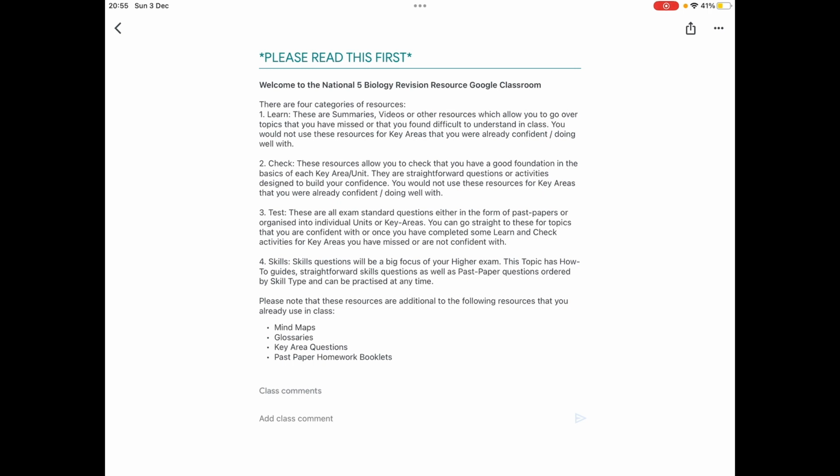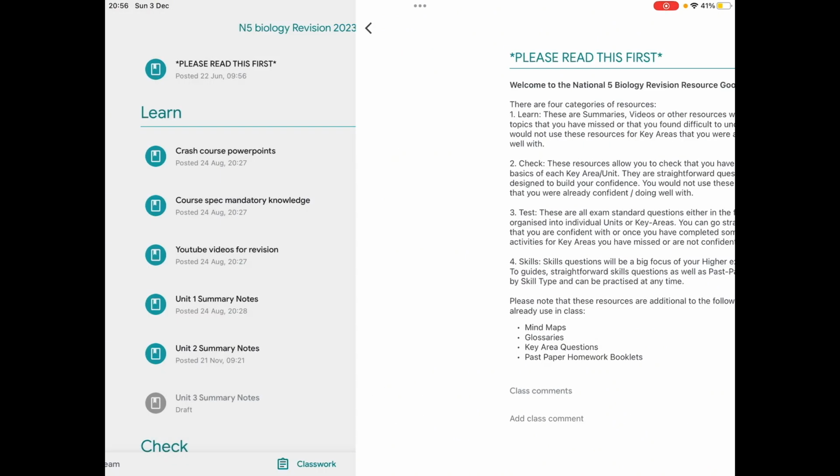So the test section, and I'll show you all the details of these in just a moment, the test section is all exam standard questions. These are past papers, sometimes they're just past papers themselves, sometimes they're organised into individual units, and even down to individual key areas. You can go straight to these for topics that you're confident with, so ones where, according to your assessment analysis, you've done well. Or if it's ones you're less confident with, you'll have gone through the learn and check sections first.